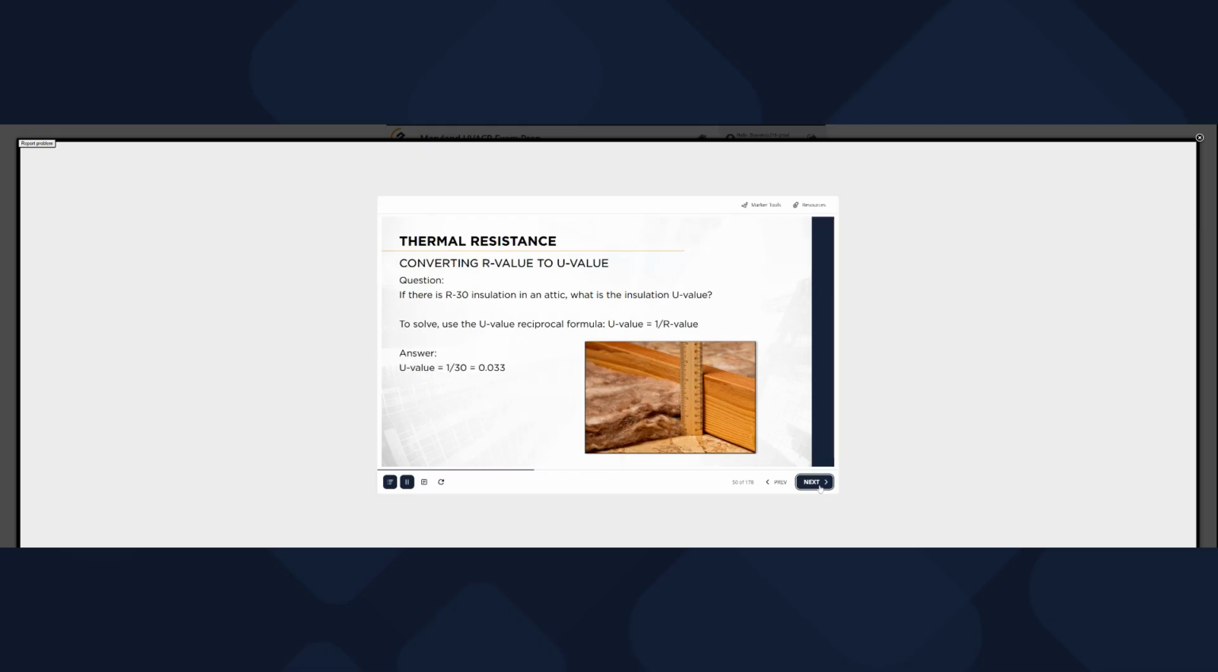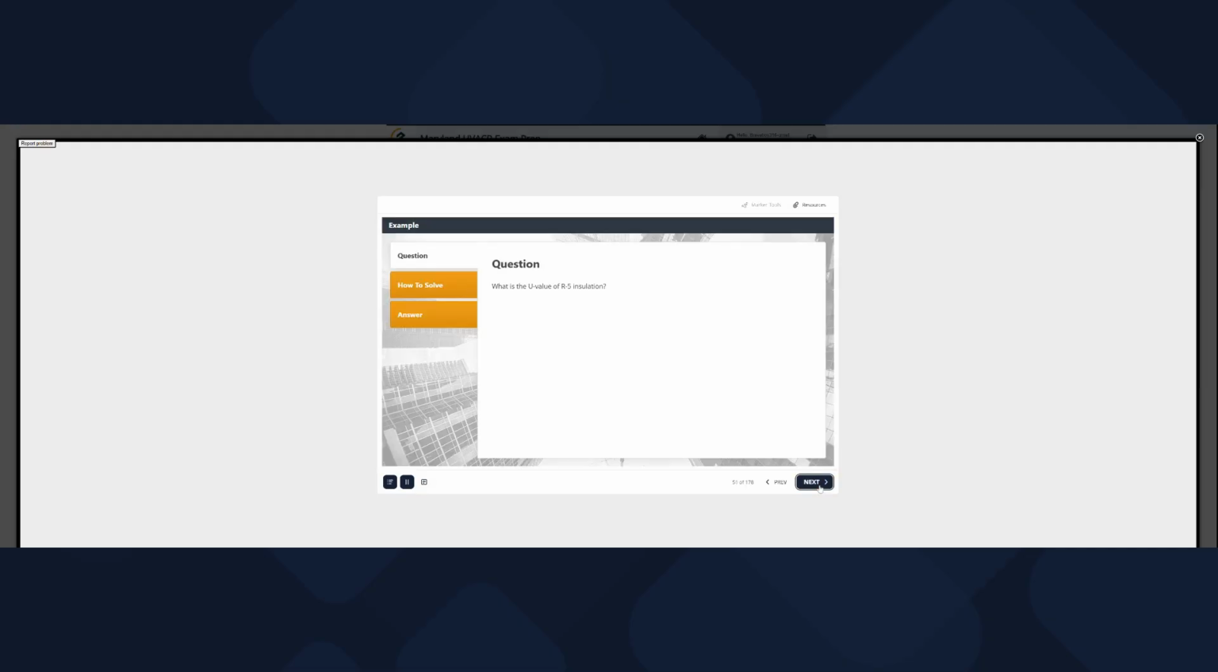Converting R value to U value. If there's R30 insulation in an attic, what is the insulation U value? To solve, use the U value reciprocal formula. U value equals 1 divided by R value. The answer should be 0.033 repeating. Let's work through another example. Click the next button or on each tab to see how to solve the correct answer.